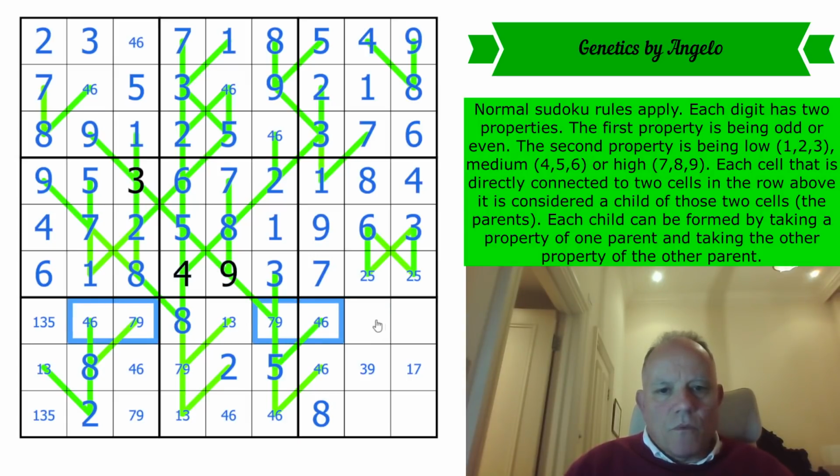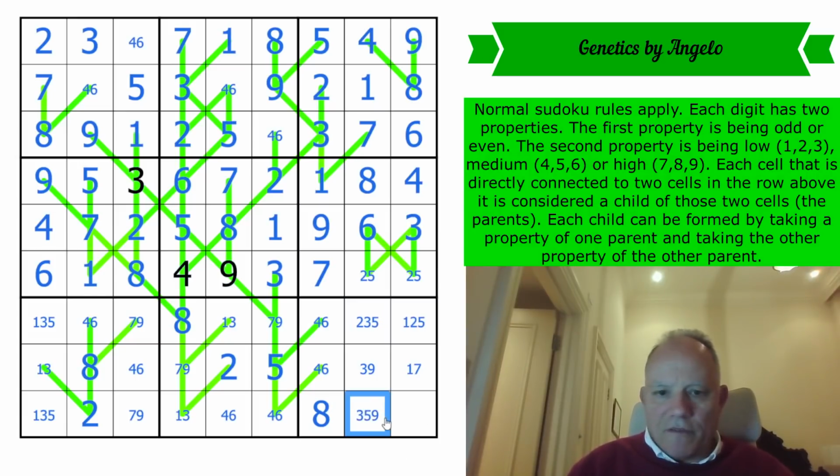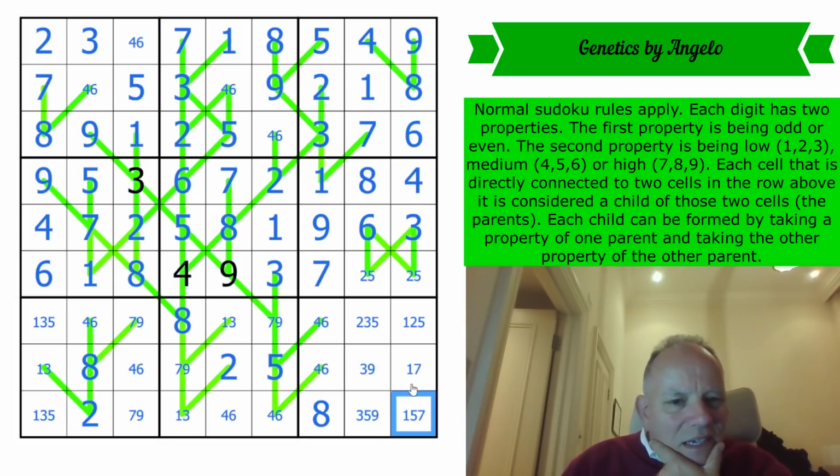So these are from 1, 2, 3, 5. I'm going to mark all the candidates now. 3, 5, 9 here. 9, 8, 6, 4, 3, 2, 1, 5, 7. So what disambiguates the rest? I'm probably missing something about one of these parent-child relationships.